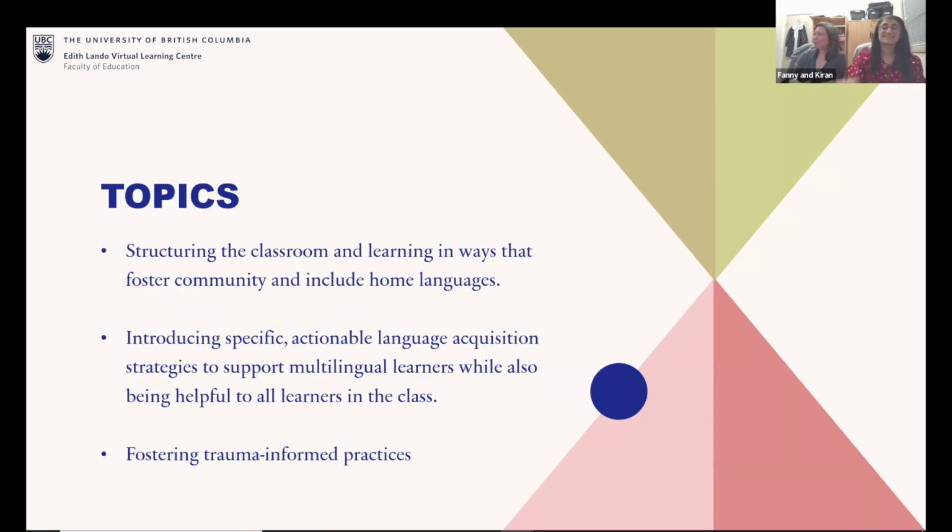The topics that we're going to be focusing on and interspersing throughout today's presentation are ways that teachers can structure their learning environments in ways that foster community and include home languages. We also want to provide you with specific actionable strategies that you can use in your classrooms right away tomorrow, that are helpful not only for multilingual students, but also for all learners in the classroom. And we also want to make connections to trauma-informed practices to the first two topics.